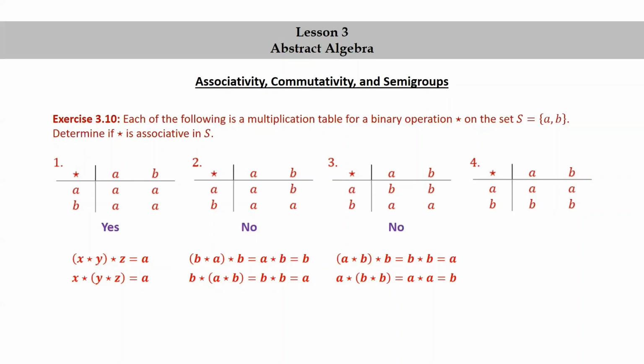The last one, the answer is yes. Whenever you do a computation here, you always get the one on the left. A star anything is A, and B star anything is B. That's why this works. So (X star Y) star Z is just X star Z, picking the one on the left, which is X, again picking the one on the left. And X star (Y star Z) is equal to X because X star anything is X. So in both cases, we get whatever the leftmost input is.